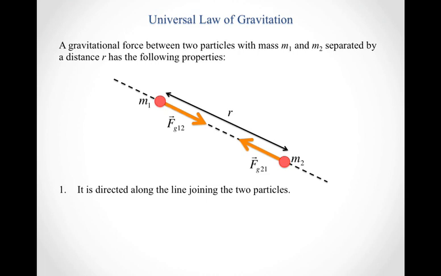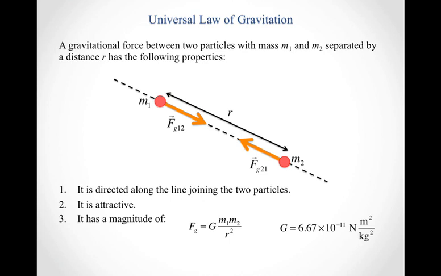One, the gravitational force is directed along the line joining the two particles. You can see where we've drawn in the line that connects mass 1 and mass 2. The two gravitational forces we've drawn in are the gravitational force on mass 1 by mass 2, and the gravitational force on mass 2 by mass 1, and both of them lie along the line connecting the particles. Two, the gravitational force is attractive. Mass 1 is being pulled towards mass 2, and mass 2 is being pulled towards mass 1.